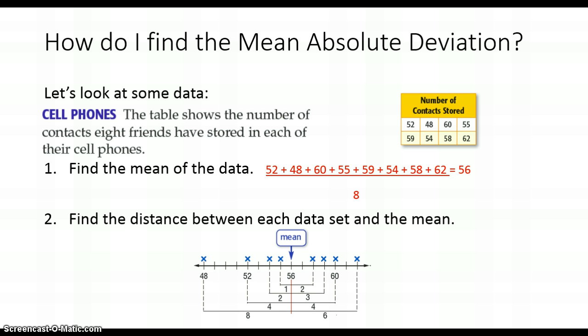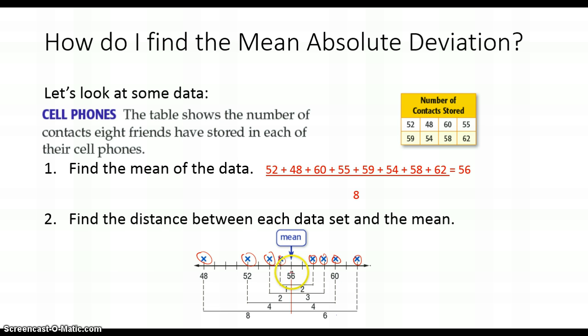So let's look at that on a dot plot. We had one friend that had 68 contacts, 52, 54, 55, 58, 59, 60, and 62. And since my mean was 56, it was not part of the data set, but sometimes it might be. But in this case, it wasn't. So now I need to find the distance between each of my 8 data items and the mean.